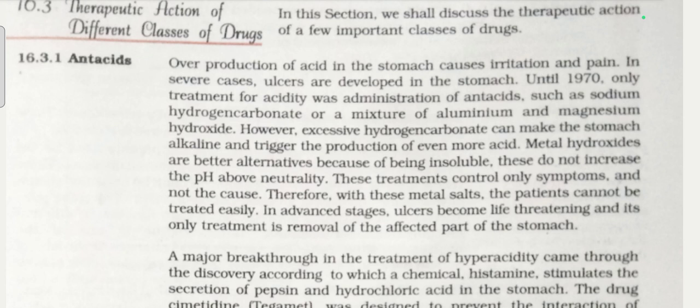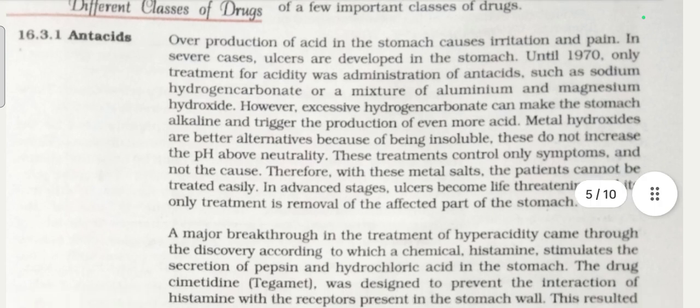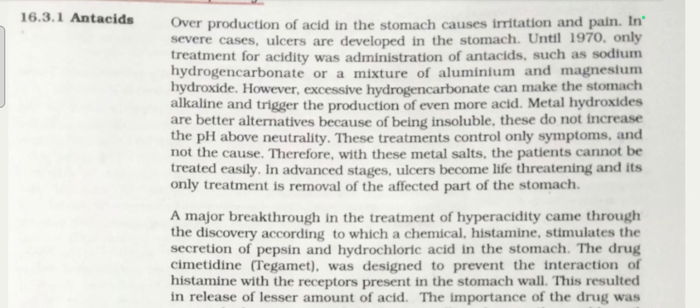These treatments control only symptoms and not the cause. Therefore, with these metal salts, the patient cannot be treated easily. In advanced stages, ulcer becomes life-threatening and its only treatment is removal of the affected part of the stomach.